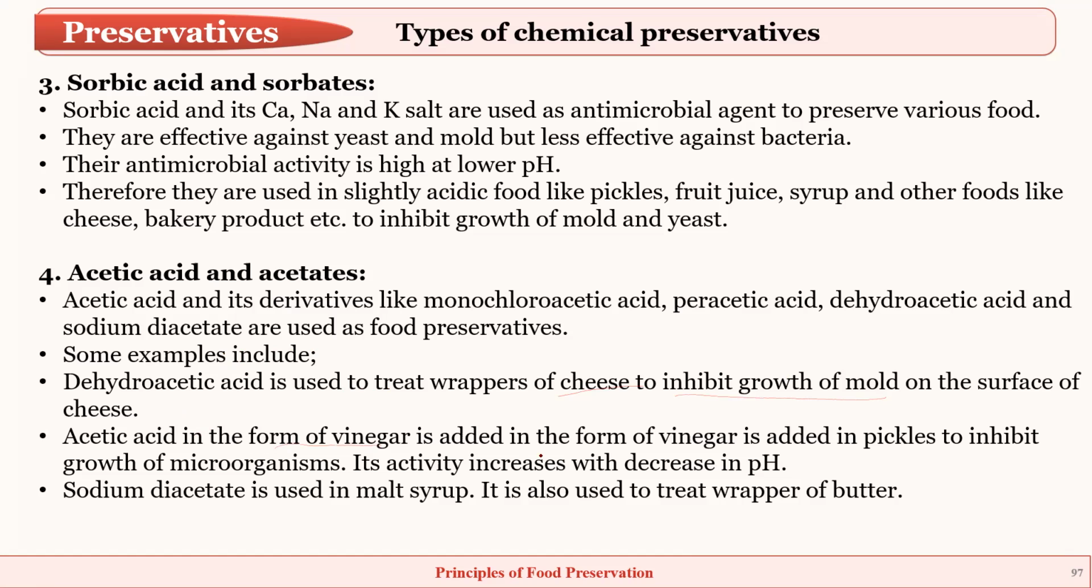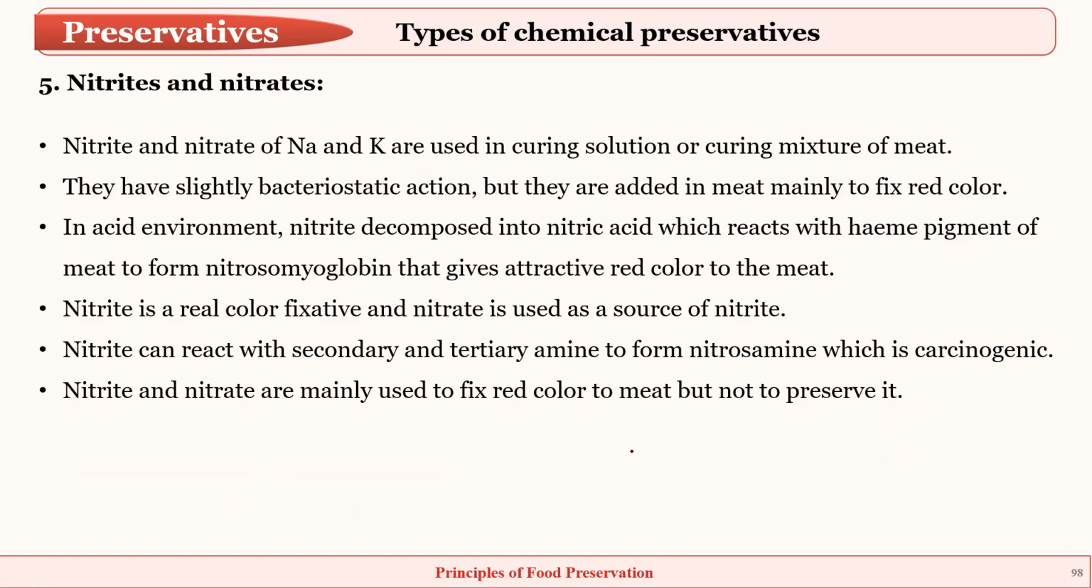Acetic acid in the form of vinegar is also added in pickles. You know that pickles are mostly added with vinegar, and vinegar is nothing but glacial acetic acid, or almost more than 90% acetic acid. So this acid in the form of vinegar is added as a preservative because it's highly acidic, in pickles to inhibit growth of microorganisms, and its activity increases with decrease in pH. Sodium diacetate again is used in malt syrup, and it is used to treat wrapper of butter. So that is not directly used but indirectly being used.